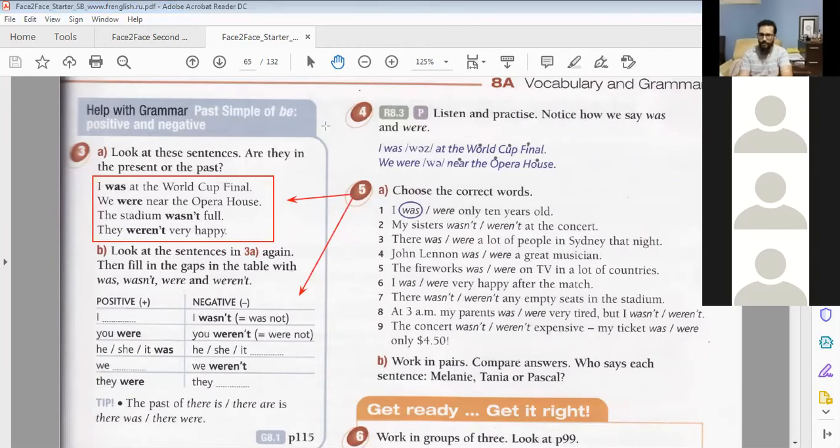All right, so number 2, Numidia, you can start. My sisters weren't at the concert. Nice, good. Okay, Manal, can you do the next one? Number 3.